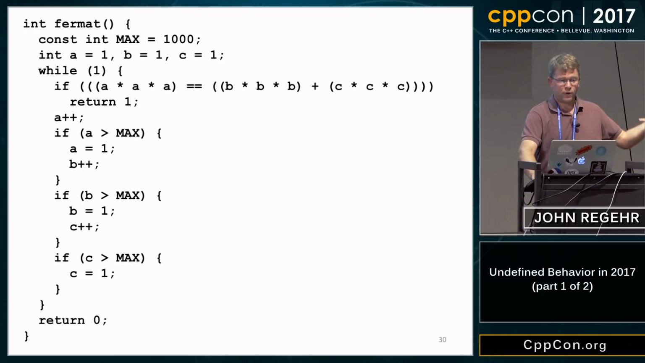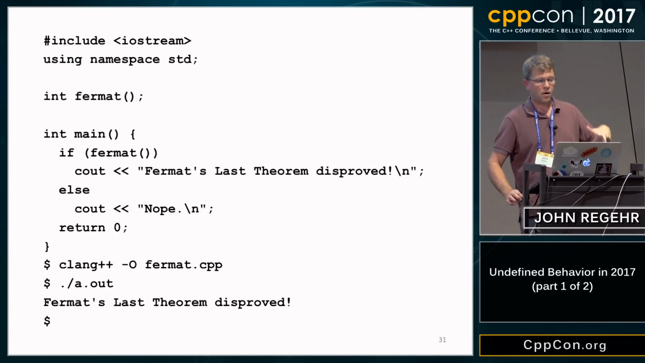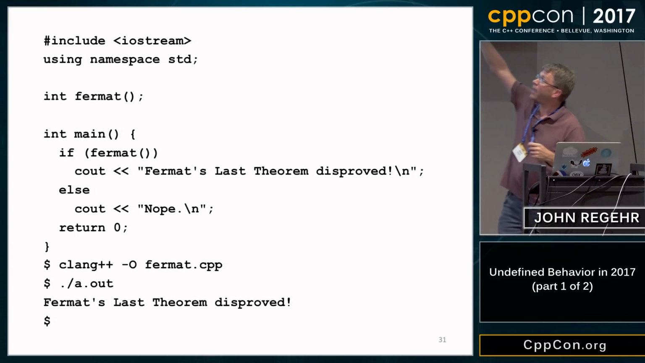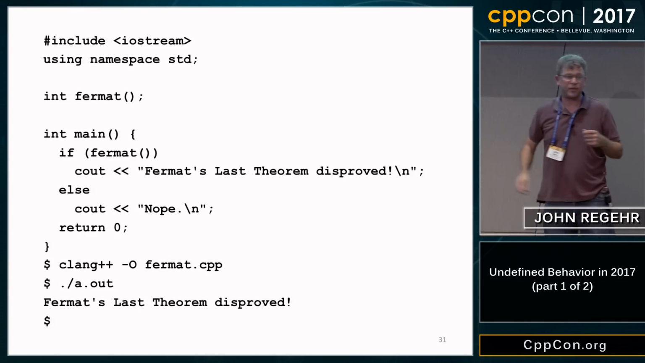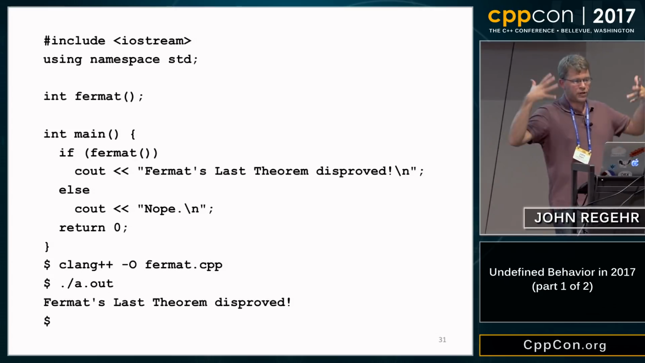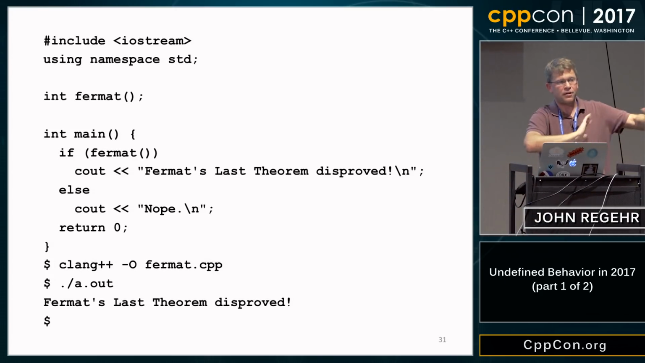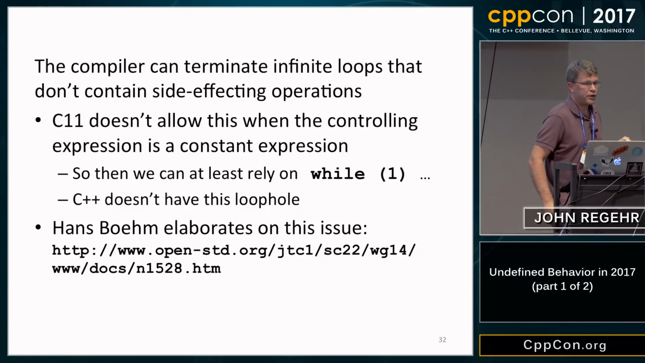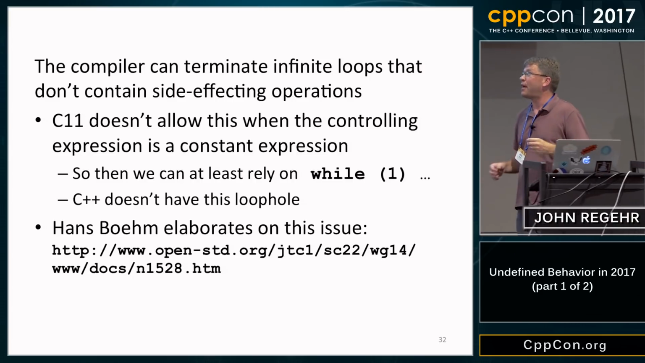So we take this sort of silly code that's doing some loop stuff, and we wrap it in some C++ code which just calls it, and Clang 5 will just happily print that Fermat's last theorem was disproved. And of course it didn't. Obviously the theorem isn't false, and obviously the compiler didn't find values for A, B, and C that disproved it. What it did was terminate an infinite loop because that loop didn't contain any side-affecting instructions, and this is explicitly allowed in the standard.